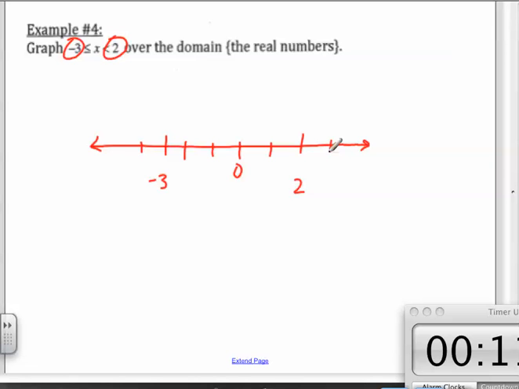Now, with my two critical numbers, I'm going to put a big circle around them. You guys remember us doing this last year? Nope. That was Miles.